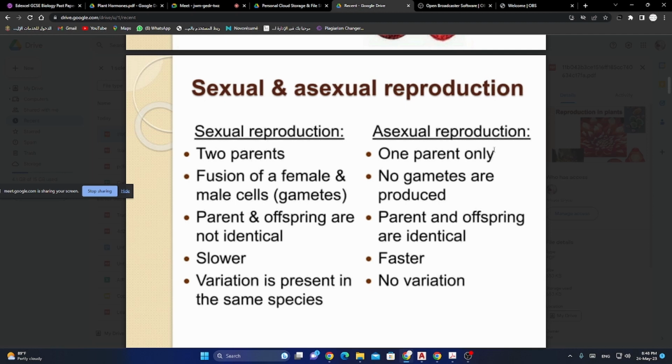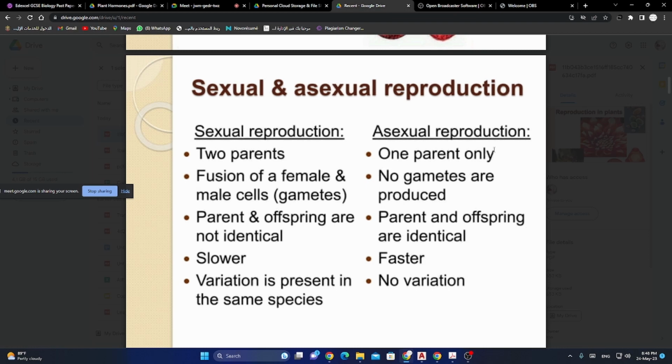While asexual reproduction only involves one parent. For example, that happens in bacteria, right? Bacteria divide by binary fission, which is basically asexual reproduction. Yeah, that's basically the same thing too.